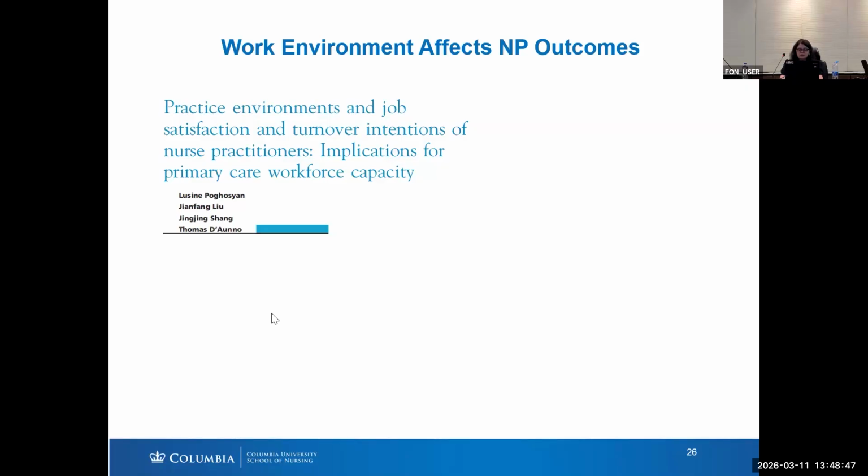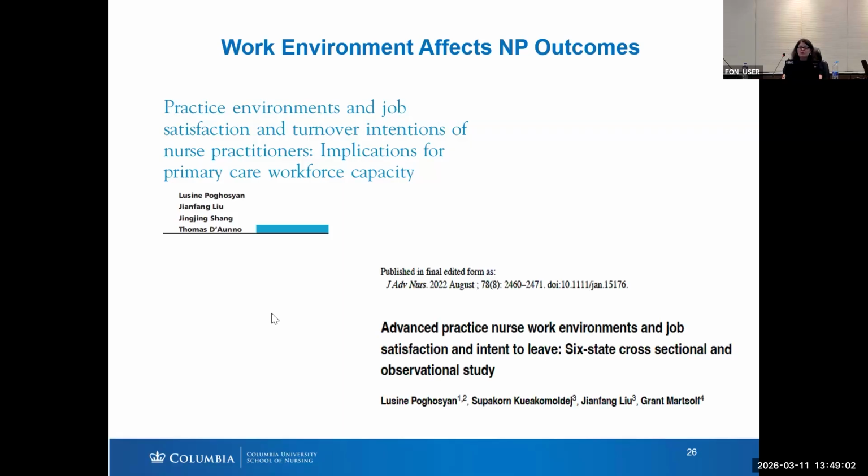Because if we find out that the good clinics are able to keep NPs, then we can go to the practice leaders and say, if you improve the work environment, then nurse practitioners are not going to leave their jobs. So we have done many studies, and throughout all of the studies, we have demonstrated that working in a good practice environment really improves nurse NP job satisfaction and reduces NP turnover.